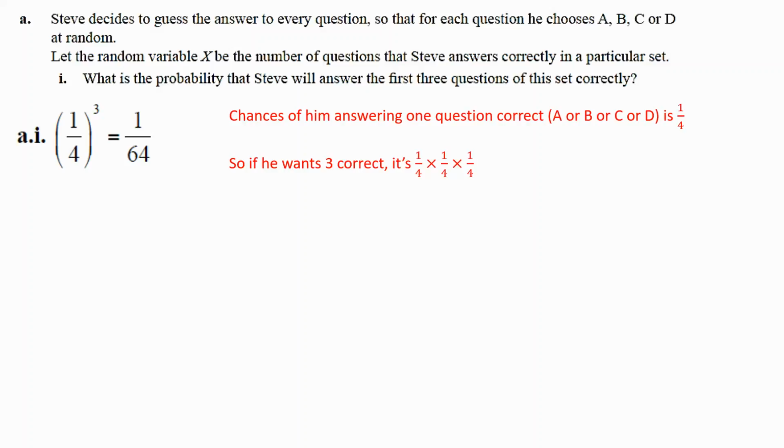That's the answer for the first one. Success, success, success. There are only 4 options. It had to be 1 out of 4 to succeed. So it makes sense. It's a quarter times a quarter times a quarter.